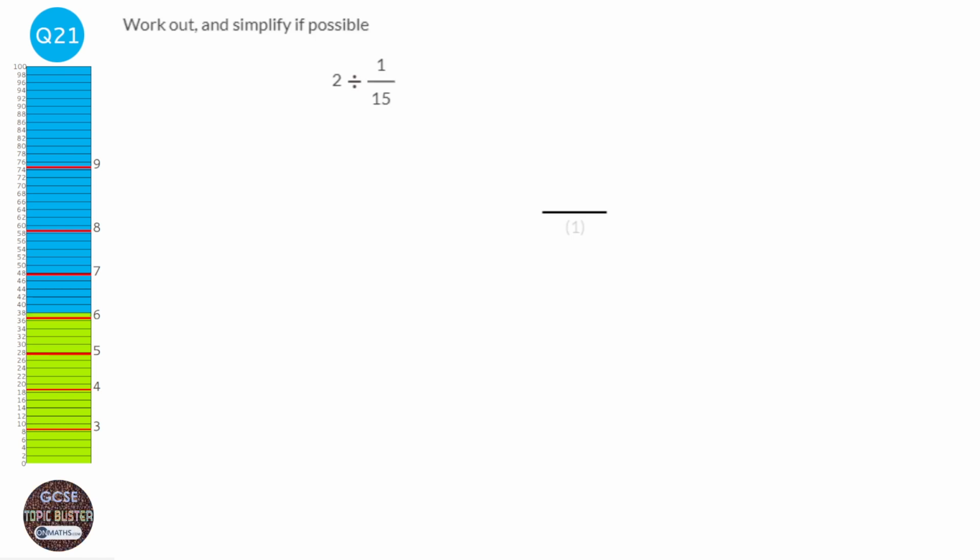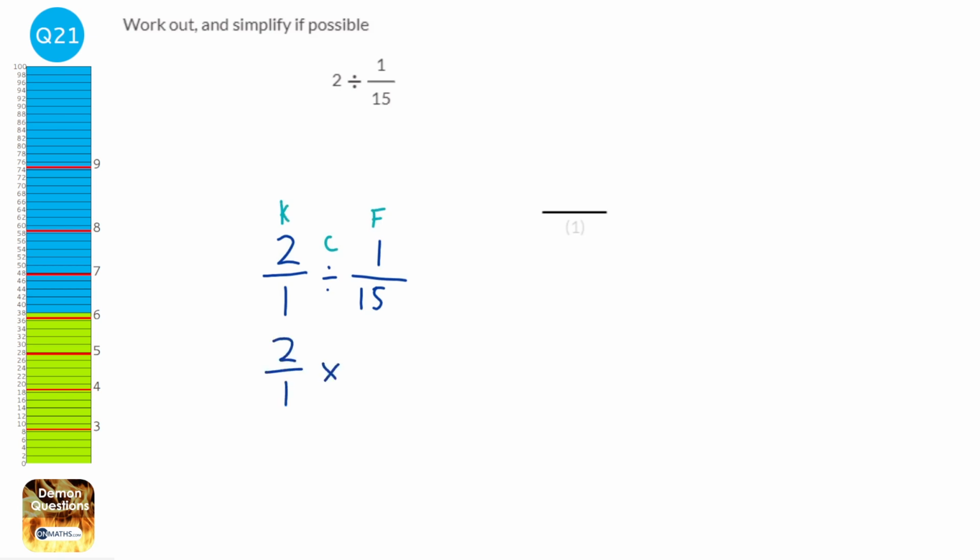We can rewrite this question as 2 over 1 divided by 1 over 15. Basically, when you've got an integer, which we do here, a whole number with 2, you can just write it as a fraction of that whole number over 1. Next we do keep, flip, change. We keep that first fraction, 2 over 1, change that divide sign to a times, and flip the second fraction. Multiply the tops, multiply the bottoms, and 30 over 1 is just the same as 30. So our answer is 30.